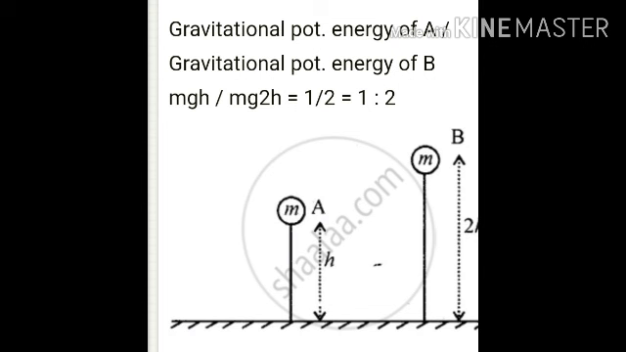The gravitational potential energy of body A is equal to mgh, and the gravitational potential energy of body B is equal to 2mgh. So their ratio will be 1:2.